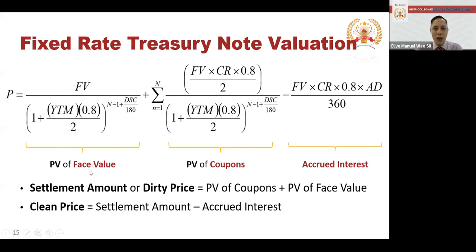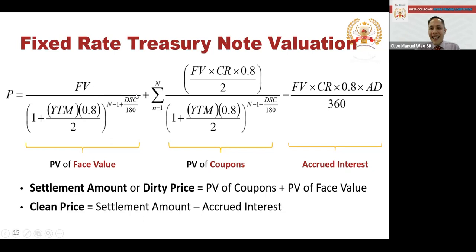It uses the same formula as your PV of coupons, but this is the very final cash flow, capital N, meaning your final cash flow. Now, this is weird. I'm sure you're asking me, why is the exponent N minus 1 plus DSC over 180? Remember, in our present value discussions in basic finance in college, our exponents are normally whole numbers. So if it's a 10-year bond that pays annual cash flows, your n is 1, 2, 3, 4, 5, 6, 7, 8, 9, 10, 10 being your last or final cash flow. But how come you have this weird formula for your exponent?